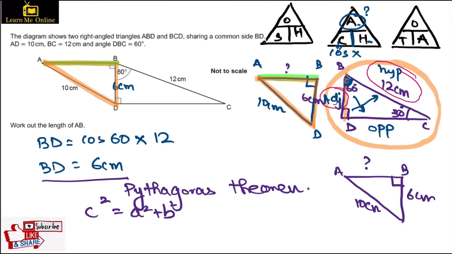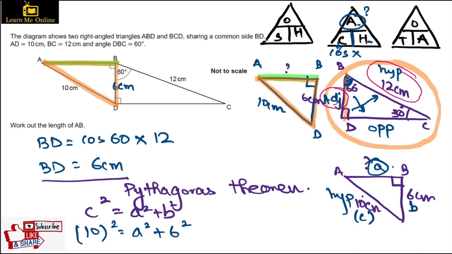Now remember that the longest side is the hypotenuse. So this is the hypotenuse, and the hypotenuse is always represented with the letter C. Of the other two sides of a right angle triangle, anything can be A, anything can be B. Here we are finding out A. So I'm going to sub the values in here, which is 10 square equals A, what we are looking for, plus the length of B is 6, and we do the 6 square.